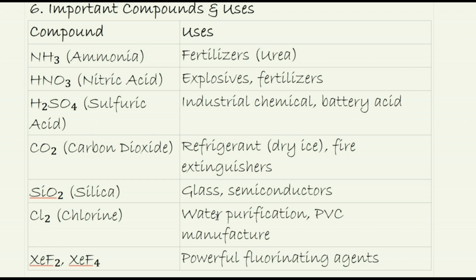Then carbon dioxide, it is a refrigerant, dry ice, and used in fire extinguishers. And SiO2, glass and semiconductors. Chlorine, water purification, PVC manufacture. PVC is nothing but polyvinyl chloride, right? So chlorine is used there. XeF2 and XeF4, those are powerful fluorinating agents.